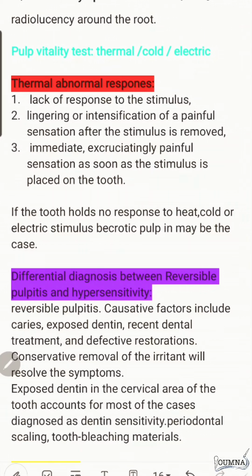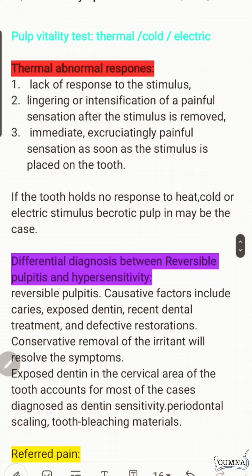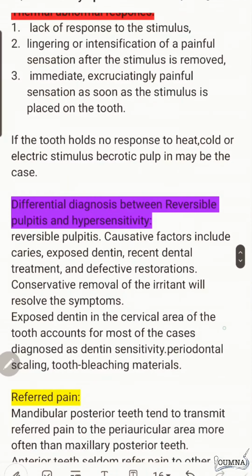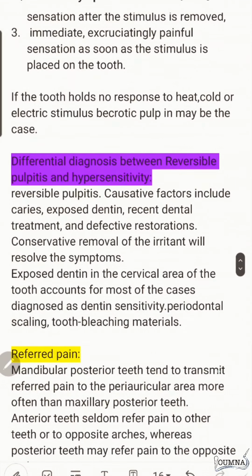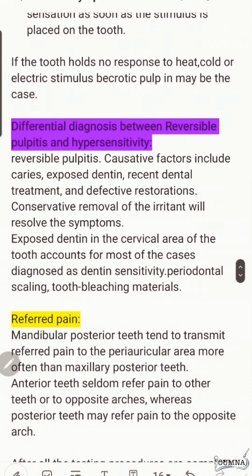The pulp vitality test can be thermal, cold, or electric. If the tooth gives one of these 3 responses, then a problem is happening to the tooth. First, lack of response to the stimulus. Second, lingering or intensification of a pain sensation after the stimulus is removed. Third, immediate painful sensation as soon as the stimulus is placed on the tooth. If the tooth did not respond to any of the pulpal vitality tests like heat, cold, or electric, then it may be a necrotic pulp.